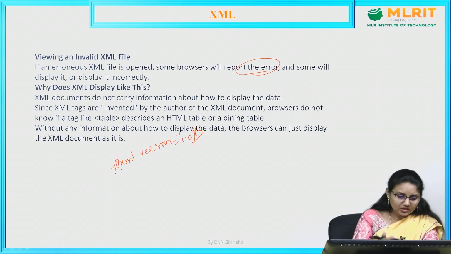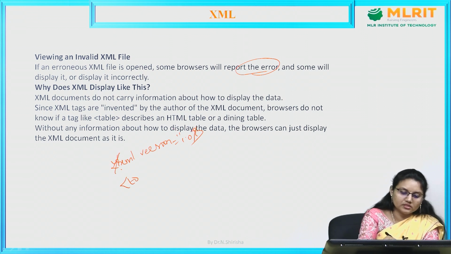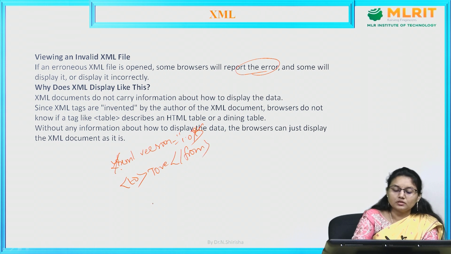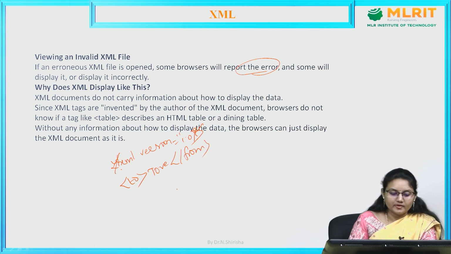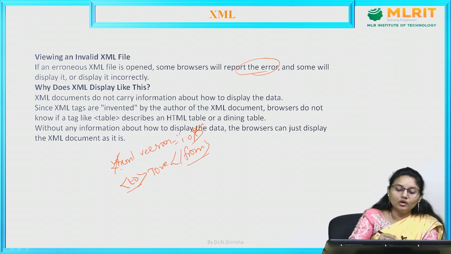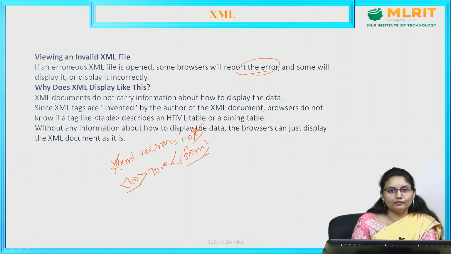Or suppose you are writing this, and let me write here from. What is wrong here? This is not well formed. When you start your tag here, you have to close it here. If you are not closing it, then it is not a well formed document. Even if it is not well formed, the XML output should not be displayed. If the browser is compatible, then it will display, but with errors. So you have to rectify these errors to get the correct output.